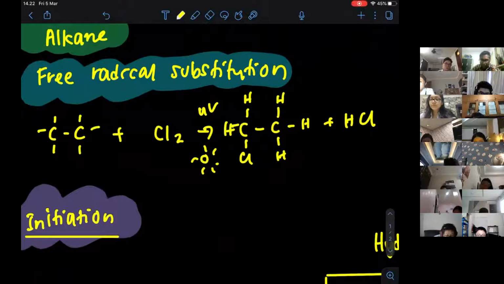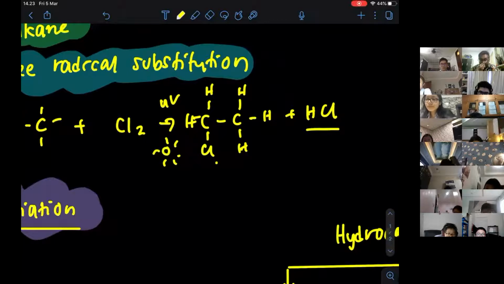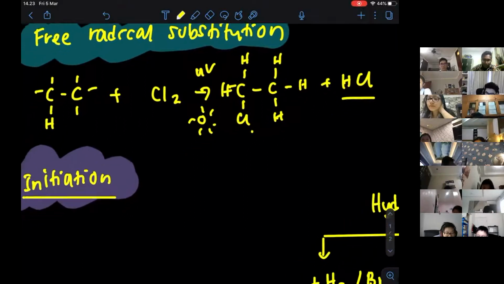So it depends on how we want to write it down. In this case, I'm going to just substitute the hydrogen that I show over here with this Cl. So the product will always be HCl. The product will be a hydrogen halide. It must happen under UV light or sunlight.